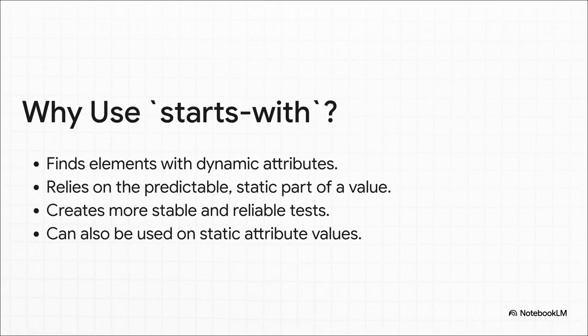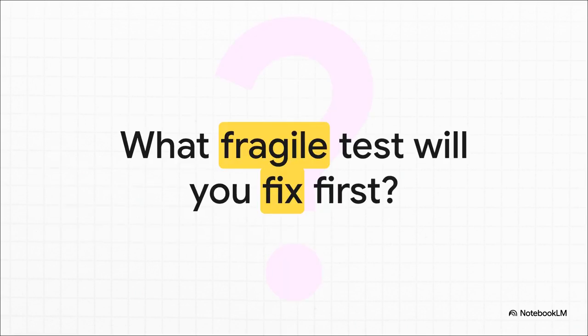Pretty cool, right? So why should starts-with be a core part of your automation toolkit? Well, because it helps you write stable, super reliable tests by ignoring all that dynamic junk and focusing only on the predictable part of an attribute. And as we just saw, it can even add some nice flexibility when you're dealing with plain old static values. It's a really simple change that makes for a much more robust test suite. So now you have this awesome tool in your XPath arsenal. Really, the only question left is, which one of your fragile, unreliable tests are you going to go fix first?